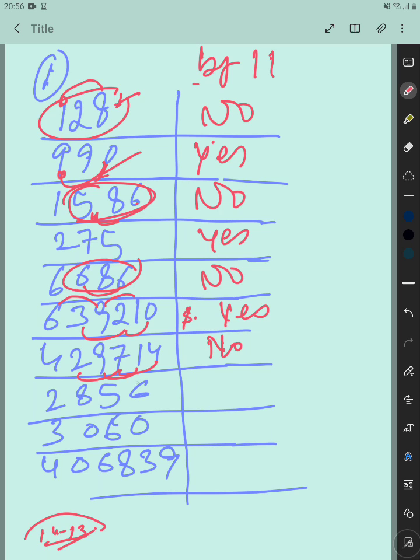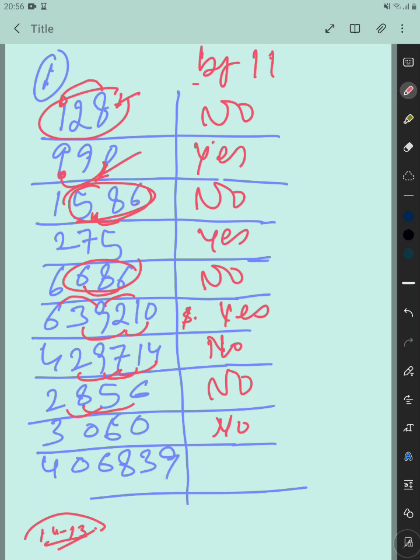Now we have at this place, so 8 plus 6 is 14, 14 minus 7 is 7, so 7 is not divisible by 11, so it is also no. It is 0 plus 0, so 0 plus 0 is 0, and 6 plus 6 is 9, so 9 minus 0 not divisible by 11, so it is also no.